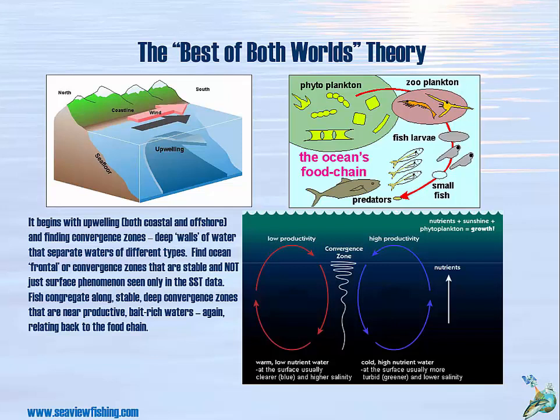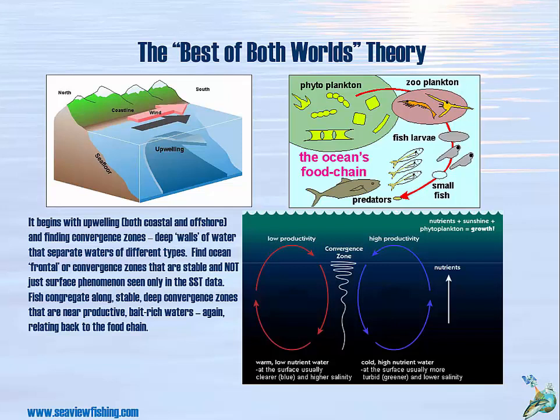Convergence zones are deep walls of water that separate ocean waters of different type. Different type can mean that on one side the water is warmer, lower in nutrients, clearer with less phytoplankton, and perhaps higher in salinity or dissolved oxygen levels. On the other side of the convergence zone, or underwater wall, the water might be cooler, have a higher chlorophyll level, and be much more green in color or turbid.